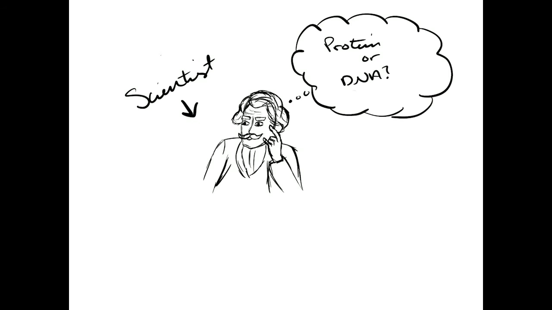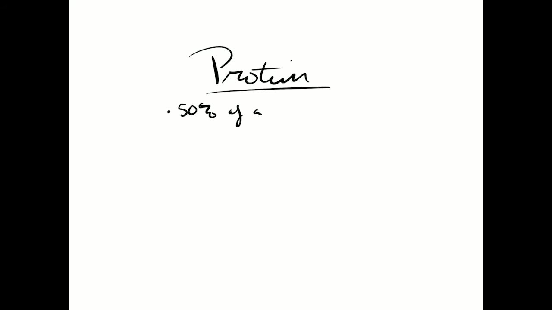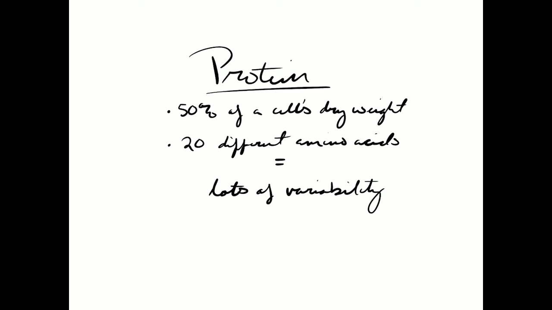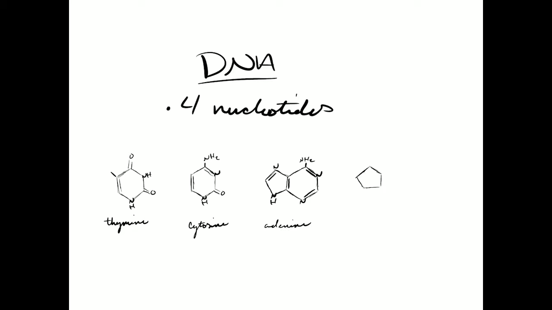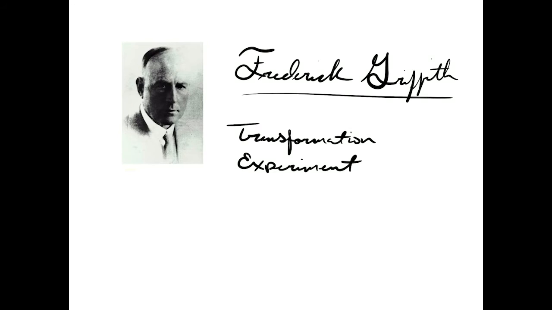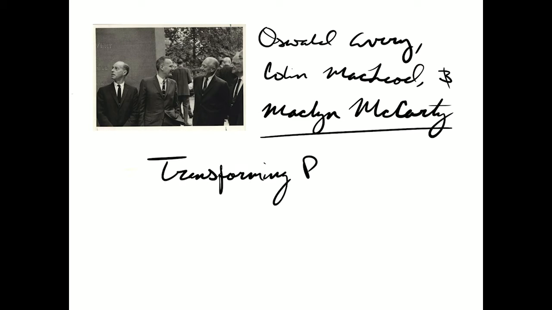or DNA. Initially, many scientists believed protein to be the genetic material due to its abundance and variability. DNA only had 4 building blocks called nucleotides, which scientists thought didn't offer much variability. It wasn't until a few experiments, such as Griffith's transformation experiment and Avery, McLeod, and McCarty's transforming principle experiment, that scientists began to see that DNA was essential in genetic information.